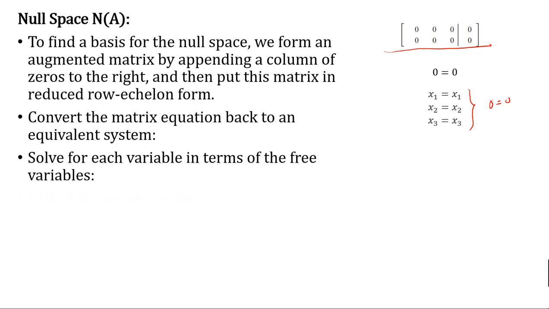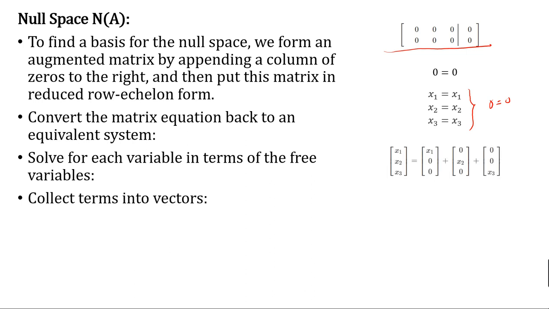Alright, let us represent in terms of vectors. x1, x2, x3 can be written as x1, 0, 0, it is nothing but x1 only. This can be written as 0, x2, 0. It is nothing but x2 itself. x3, 0, 0, x3. It is nothing but x3 itself. As a result, we will get x1 plus x2 plus x3. So, the given equation is written in terms of vectors here.